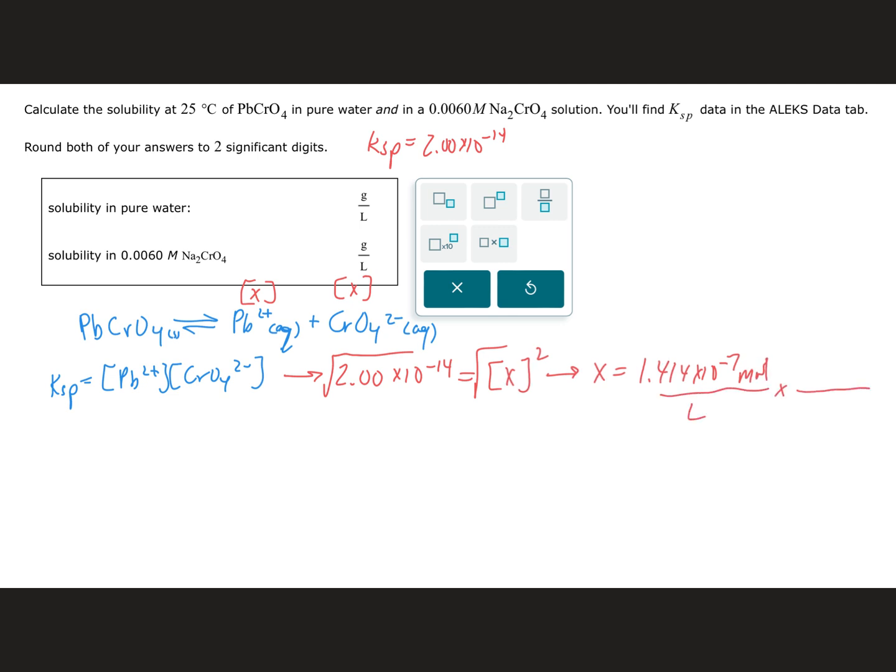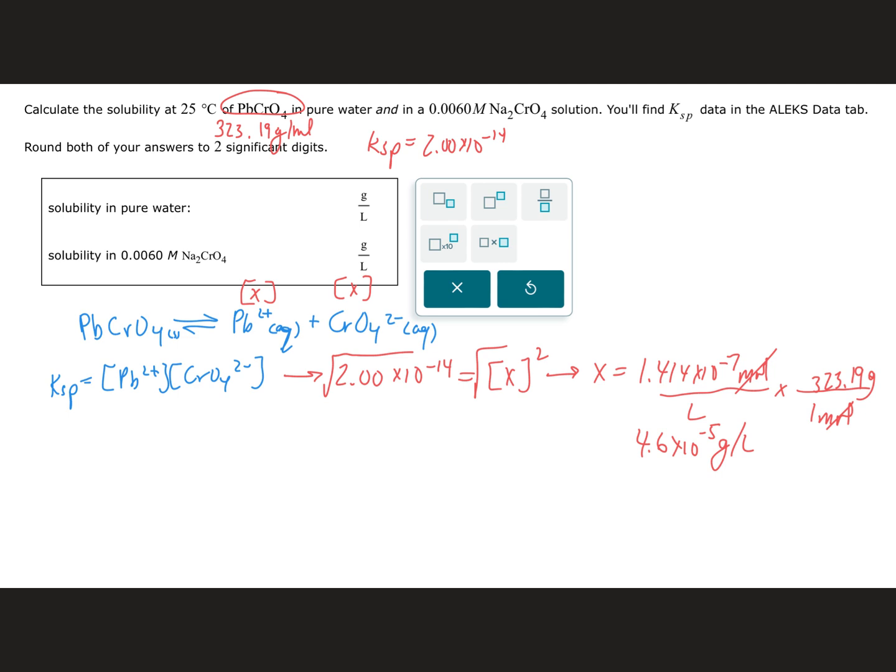We go and look up the molar mass of lead chromate. Lead chromate has a molar mass of 323.19 grams per mole. So, for every 1 mole of this, I need to have 323.19 grams. Moles cancels out, and I'm going to have approximately 4.6 times 10 to the minus 5 grams per liter.